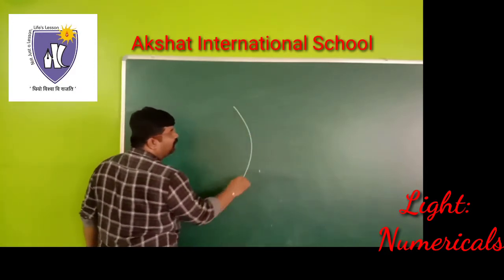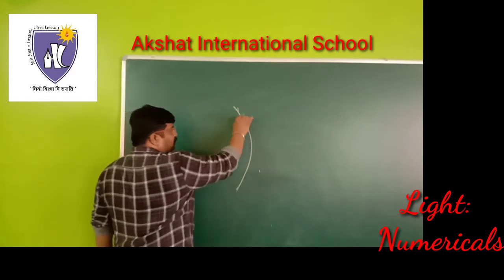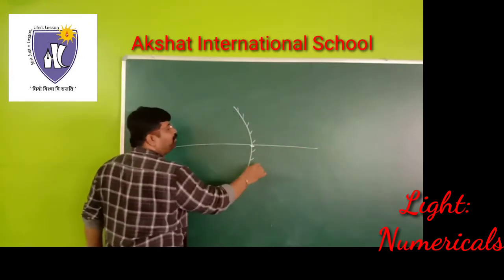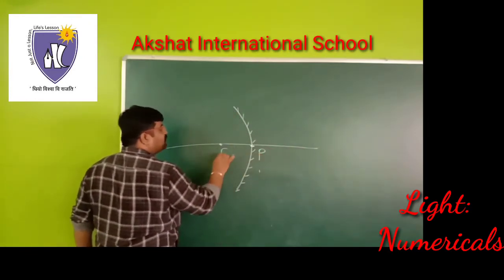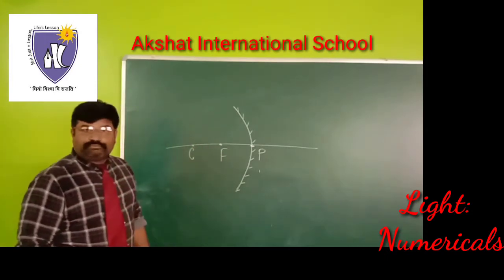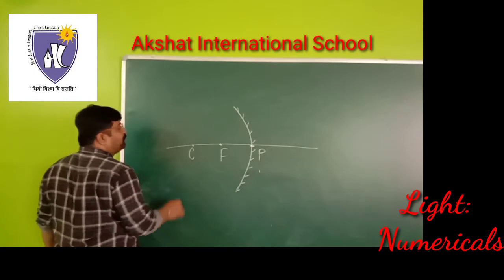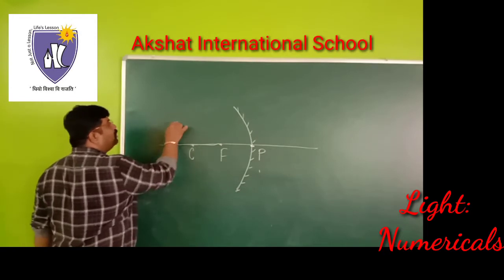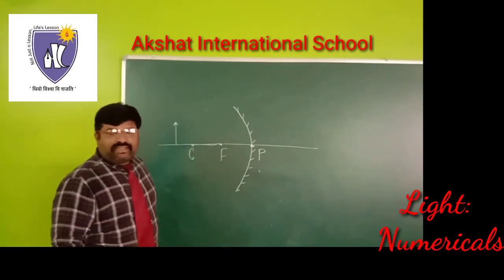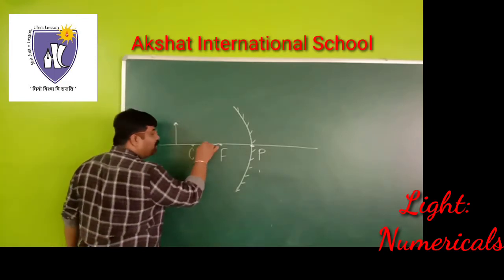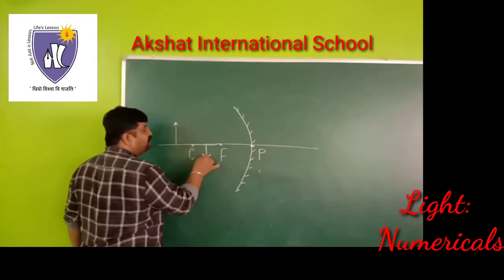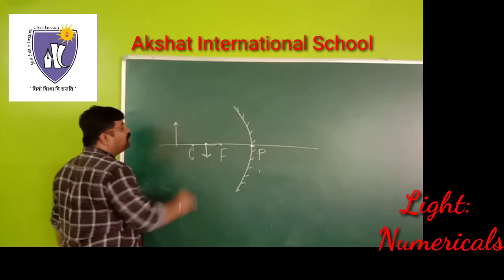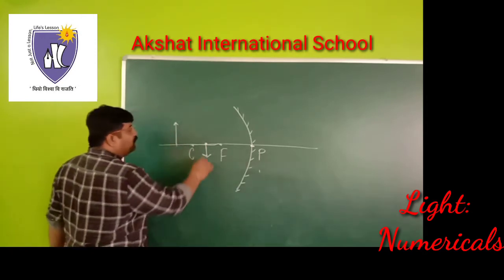Okay, now let me take a concave mirror, because in this mirror both types of images are formed. I hope you all remember the sign conventions that we had studied. Now suppose the object is kept beyond C, that is beyond the center of curvature, then the image formed is between the center of curvature and focus, if you remember this.